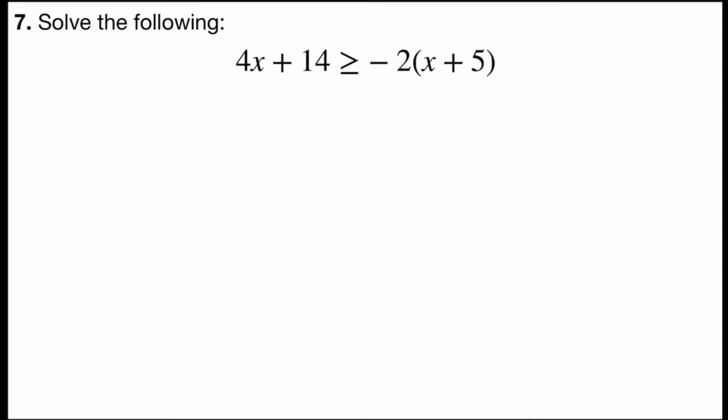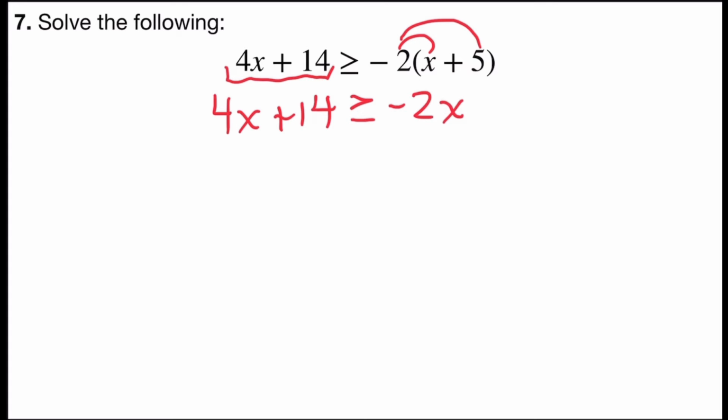And so I'm going to look at the left side and the right side. The left side of this problem is already simplified as 4x plus 14. However, on the right side of the problem, I have a distributive property. So I'm going to multiply negative 2 times x plus 5 first. So I would have 4x plus 14 already simplified on the left-hand side is greater than or equal to negative 2 times x is negative 2x, and negative 2 times 5 is negative 10.